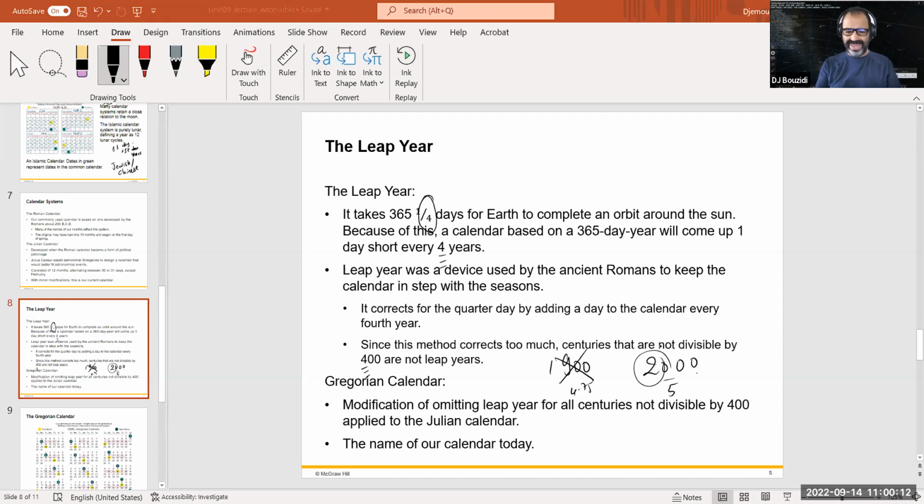That's one thing. And then after that, every 4 years you add a day, and it becomes a leap year. So 2004 was a leap year. 2008 was a leap year. 2012 was a leap year. 2016 was a leap year. 2020 was a leap year. 2024 was a leap year, and so on and so forth.